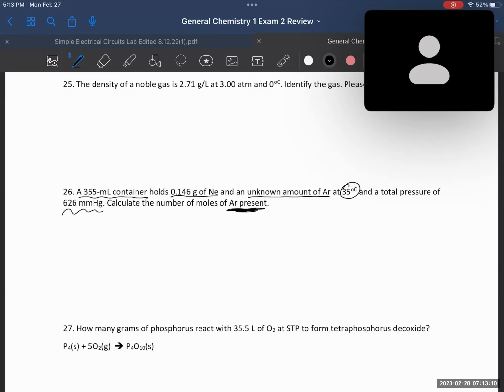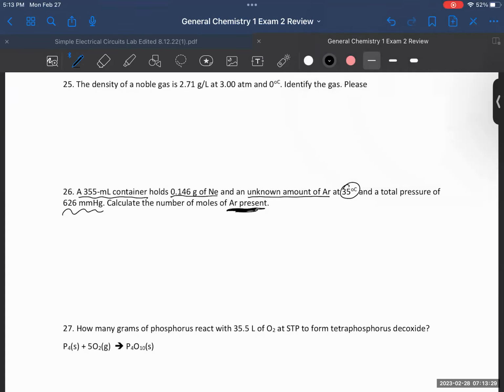All right, we're gonna go over it. So a 355 milliliter container holds this many grams of neon and an unknown amount of argon at 35 degrees Celsius, and the total pressure of that. Calculate the number of moles of argon present. Okay, so what was the first step y'all did? What was step 1?